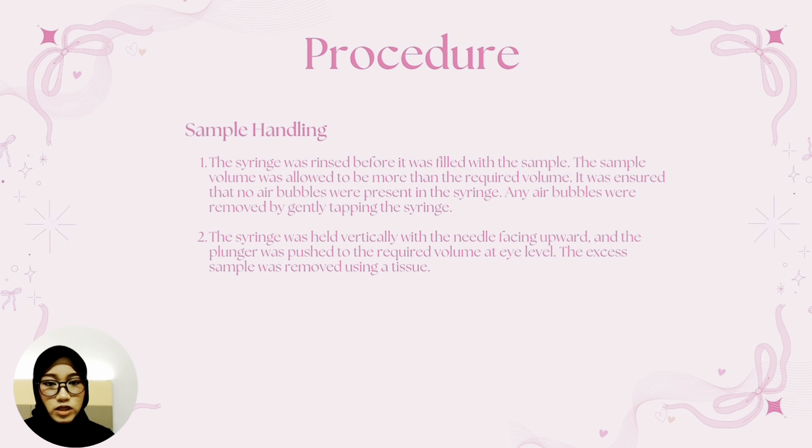Next, I will explain the procedure of the experiment. First, the sample handling procedure was carried out. The syringe was rinsed before the sample was filled. The sample was ensured to be free from air bubbles by gently tapping the syringe. The excess sample was then removed using a tissue until the required volume was obtained.